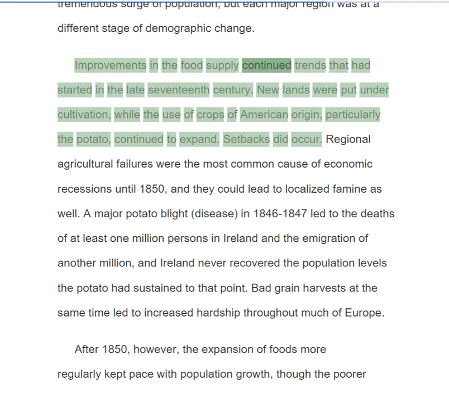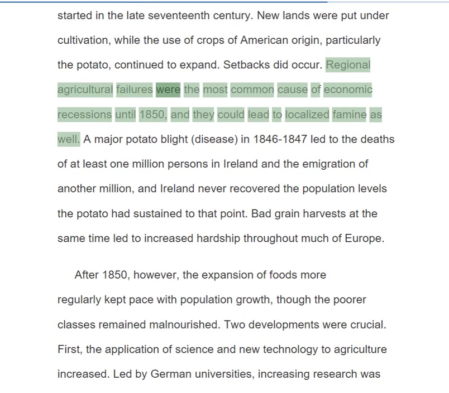Improvements in the food supply continued trends that had started in the late 17th century. New lands were put under cultivation, while the use of crops of American origin, particularly the potato, continued to expand. Setbacks did occur. Regional agricultural failures were the most common cause of economic recessions until 1850, and they could lead to localized famine as well.